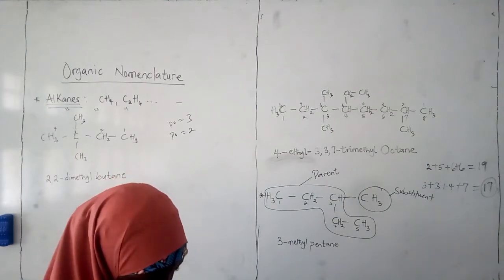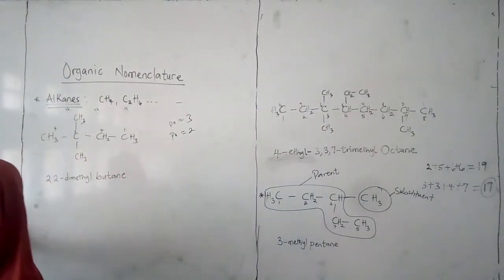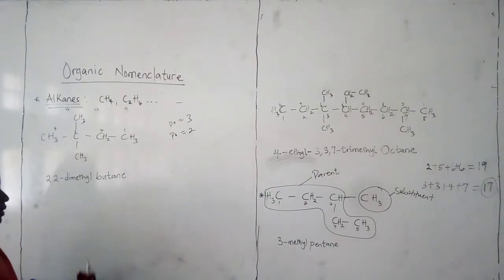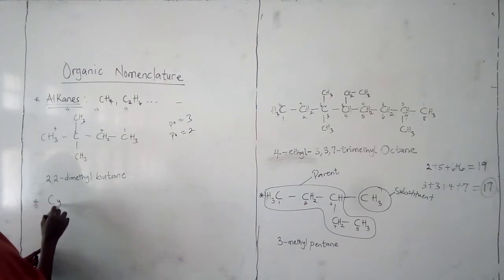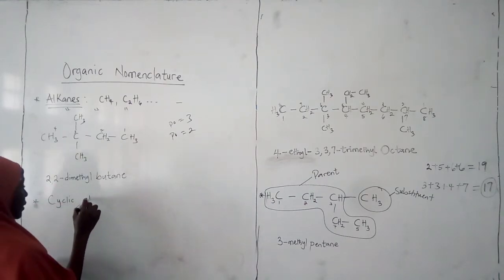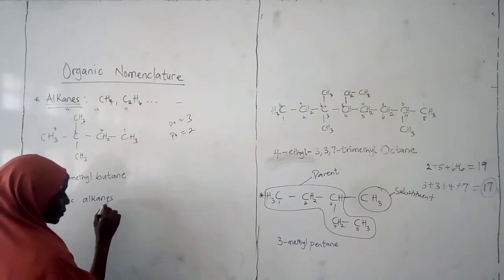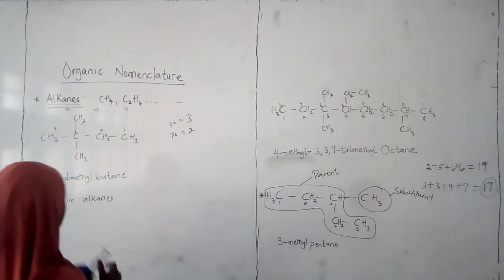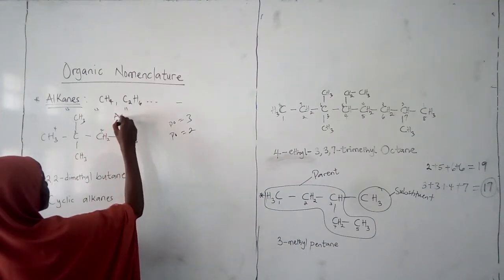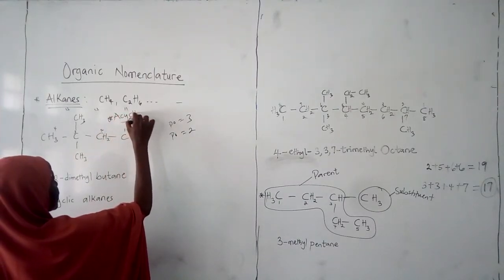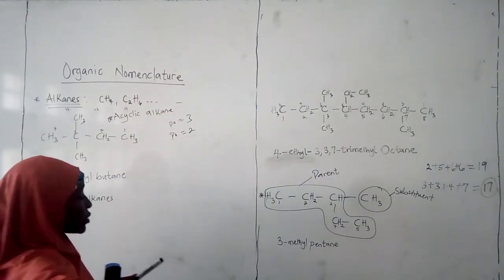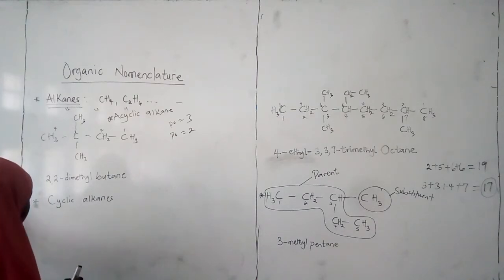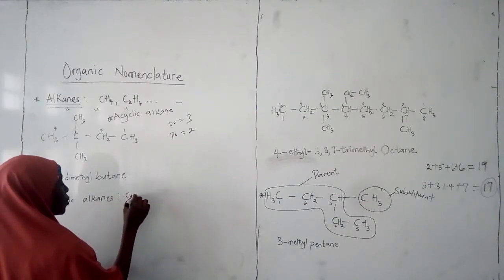So now, from this, we also have cyclic alkanes. Sorry, I didn't mention that earlier. We have cyclic alkanes. These ones we did are what? Acyclic. The first examples are for acyclic alkanes. That's the ones in straight chain alkanes.